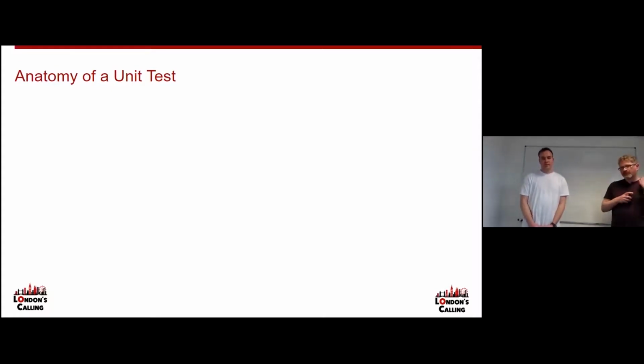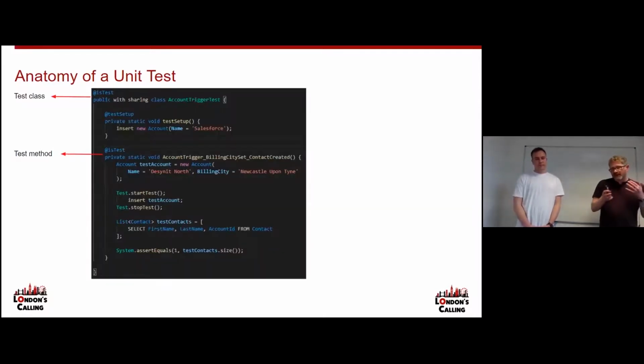So, the first thing is, if you're not familiar with the nomenclature of Apex, a file that contains one or more individual pieces of functionality, we call that a class. And one of those individual pieces of functionality is called the method. And we can see on the slide here that both the class and the method have what we call an annotation, @isTest.